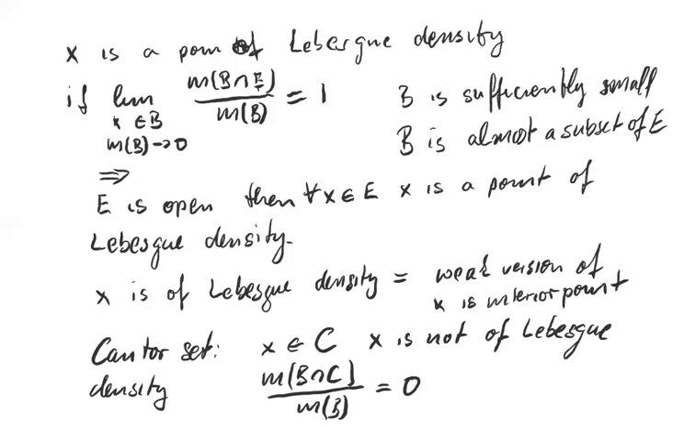So what it essentially says is that if B is small enough and alpha is just slightly less than 1, then there exists a ball B such that the measure of E intersected B is greater than or equal to alpha times the measure of B. For any alpha less than 1, this is the case.